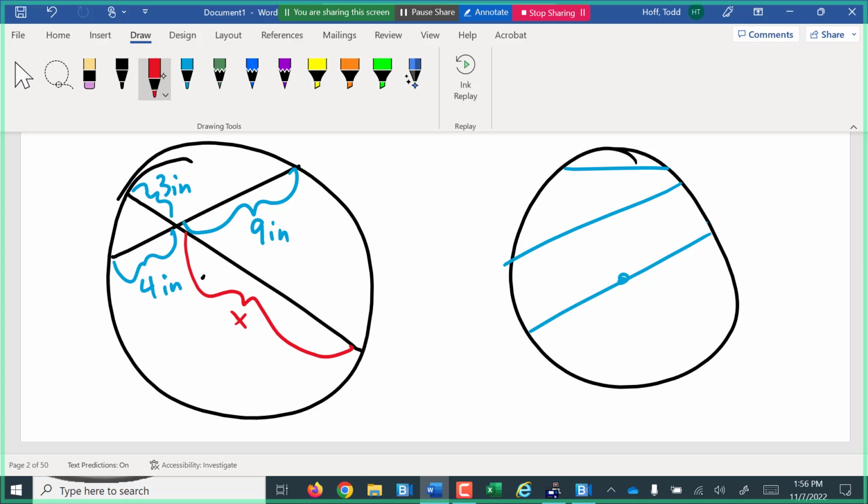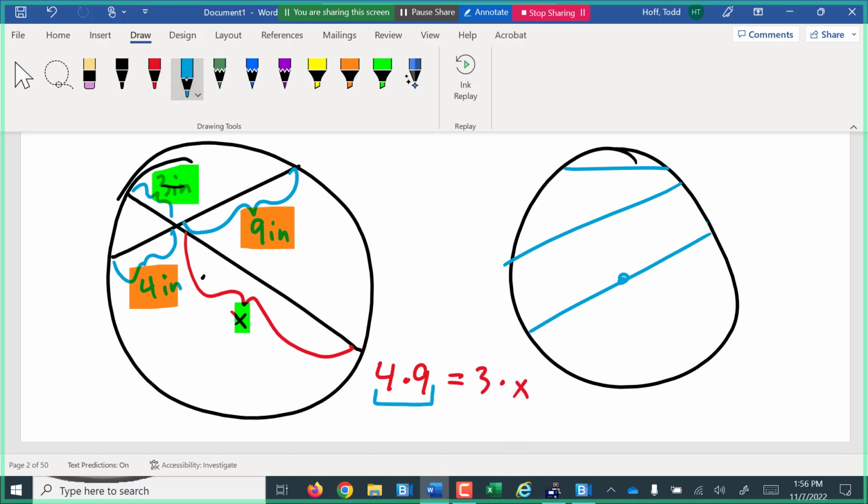we use a property of circles that within the same circle, intersecting chords cut themselves into pieces that have a common product. Common product means if I multiply the length of the pieces together, it'll be the same. So this chord is cut into pieces of 4 inches and 9 inches. So that'd be 4 times 9. And that has to equal the pieces of the other chord. This chord has 3 inches and x inches. So that's 3 times x.